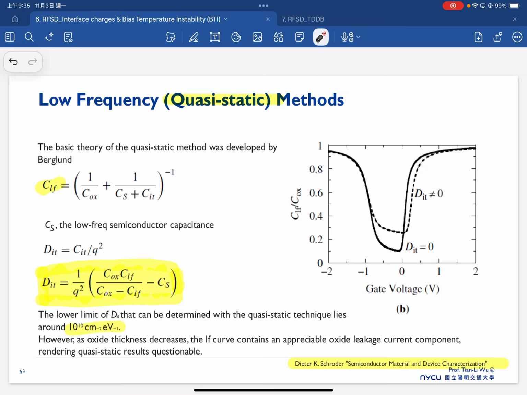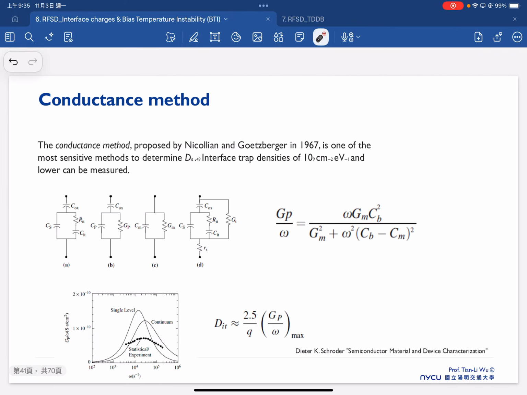And for sure we will not only have one method. To be honest, we have many methods that allow us to characterize the interface state density. The next one is a very popular one that we call the conductance method. The conductance method was proposed early on, in 1967, but it is still considered one of the most sensitive methods to determine the DIT, and also one of the popular methods.